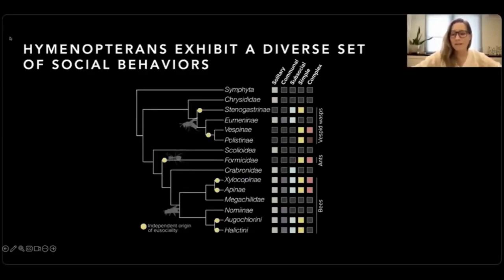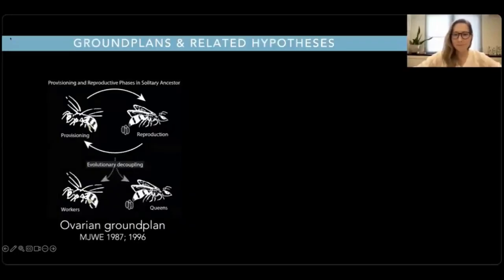So how does all this diversity in behavior arise? One of the major hypotheses that was put forth by Mary Jane West-Eberhard is the ovarian ground plan hypothesis.